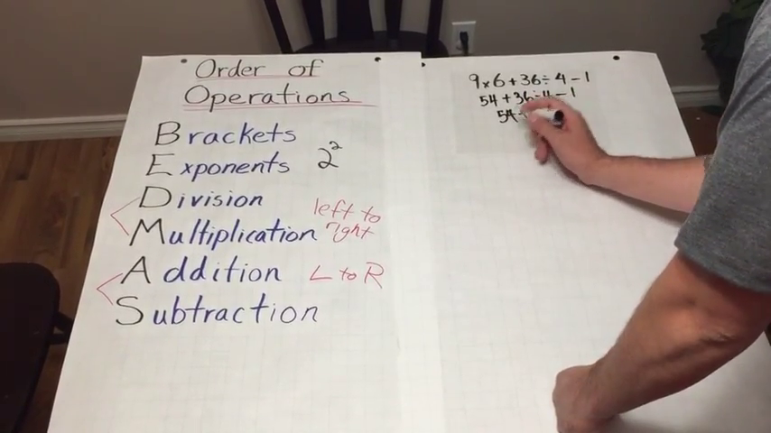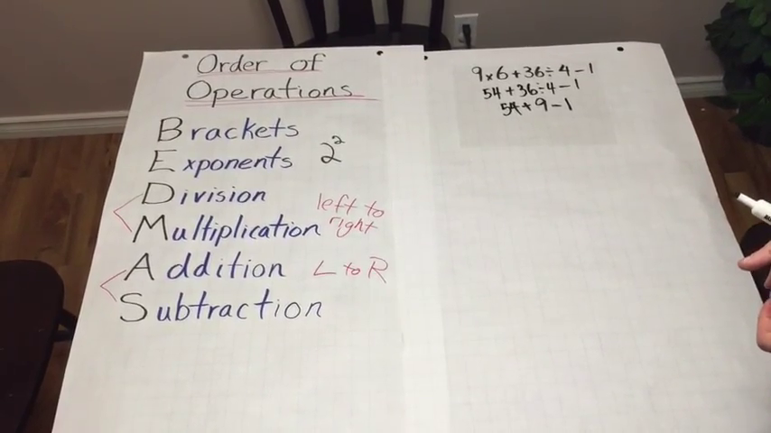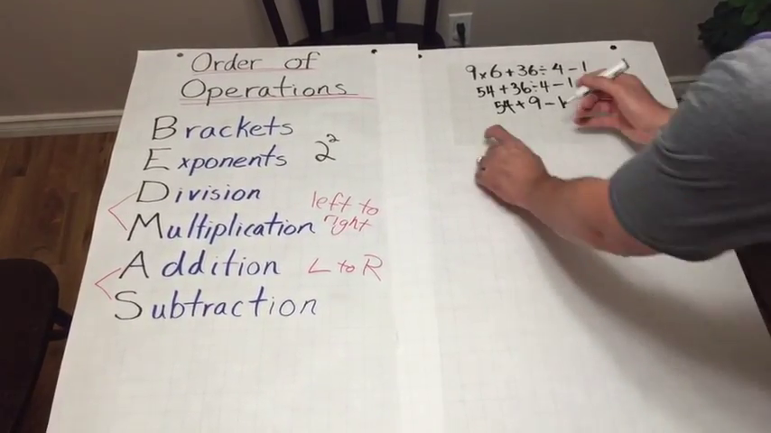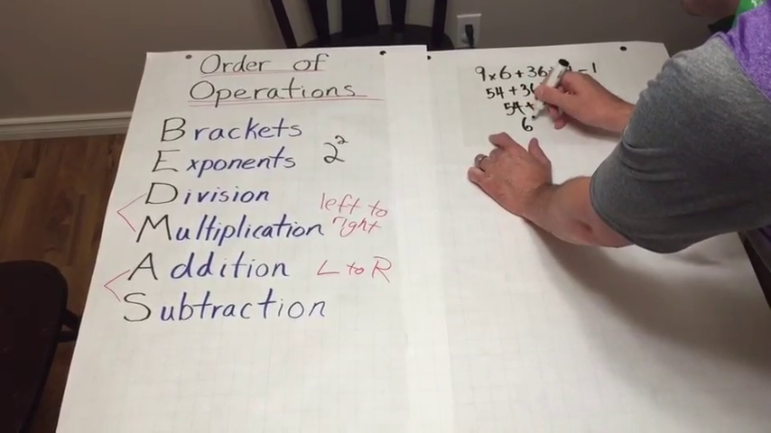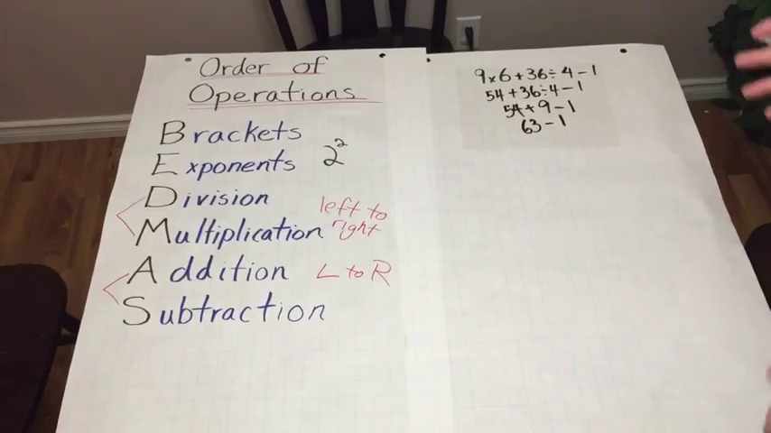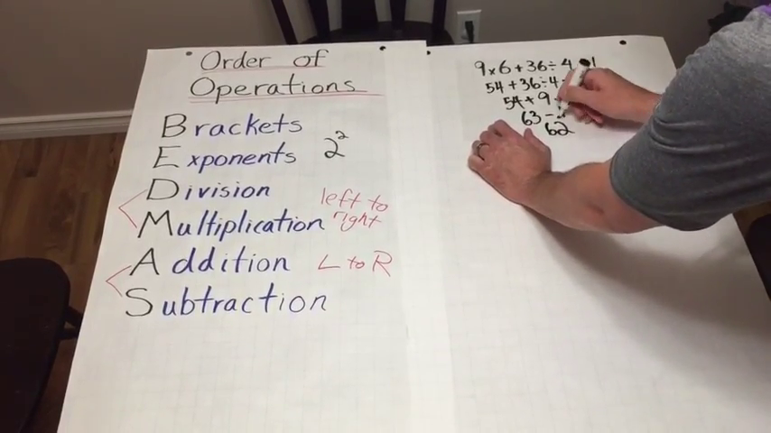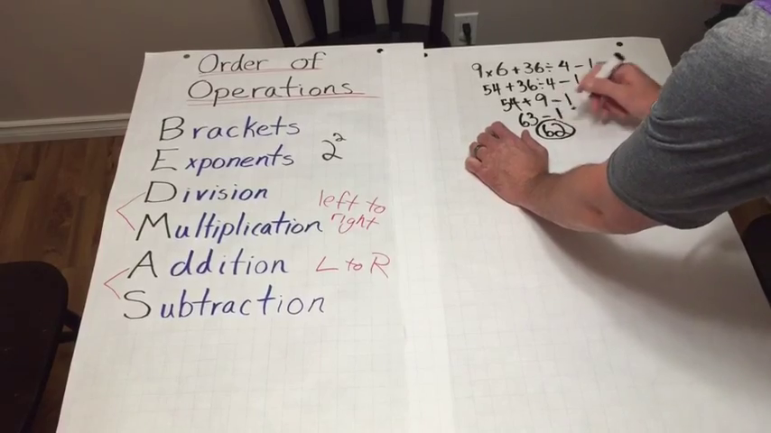So actually I'm going to go 54 plus 9. 54 plus 10 would be 64. One less would be 63. So I'm going to write that down. Write down the rest of my question. Subtract 1. So 63 subtract 1 is 62. That right there is my answer.